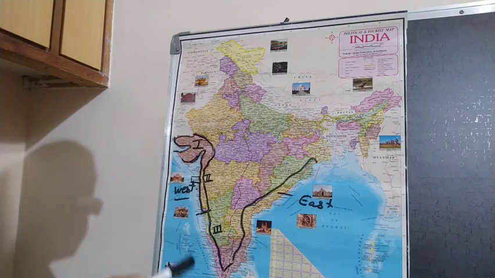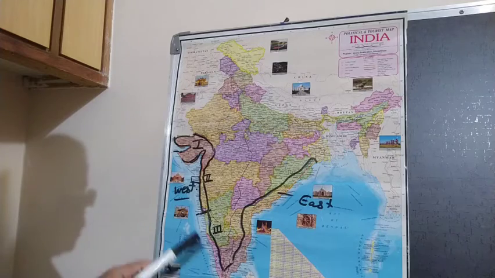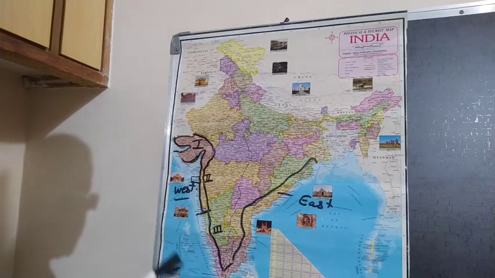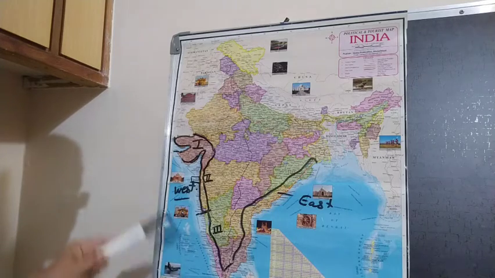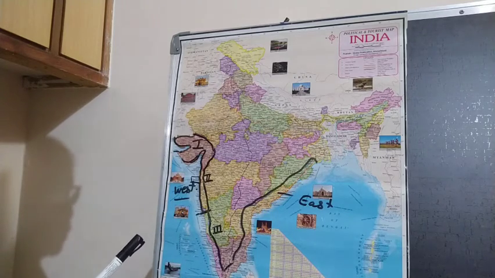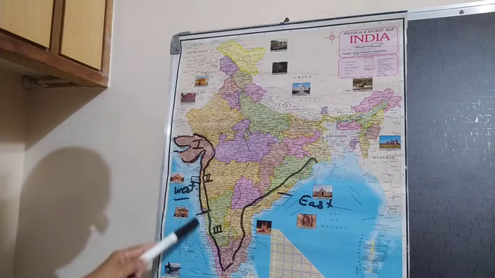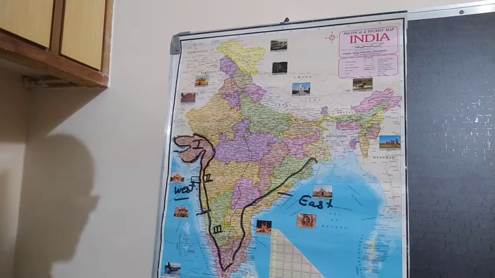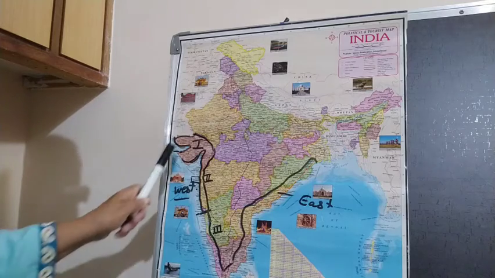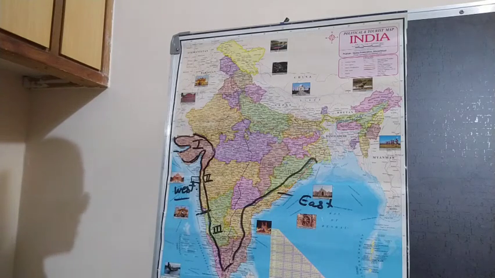And the main crops grown here in the Malabar coast are tobacco, coffee, sugarcane, cloves and bananas, and another important occupation is fishing. Why? Because of the seashore, the people are engaged in the occupation of fishing also.